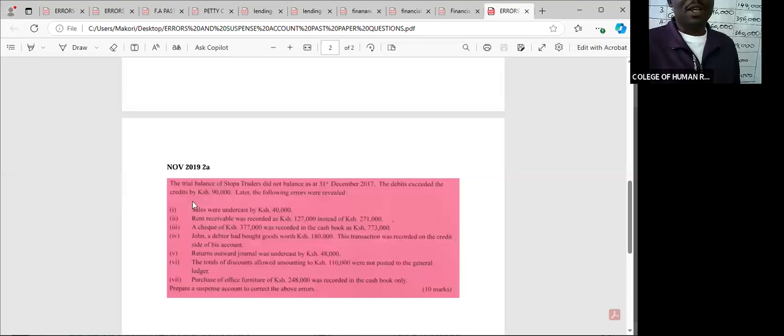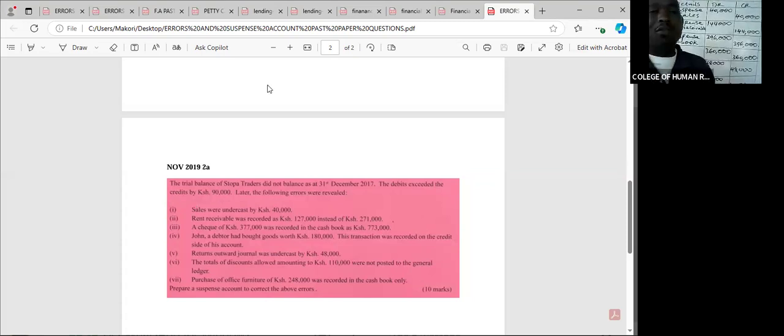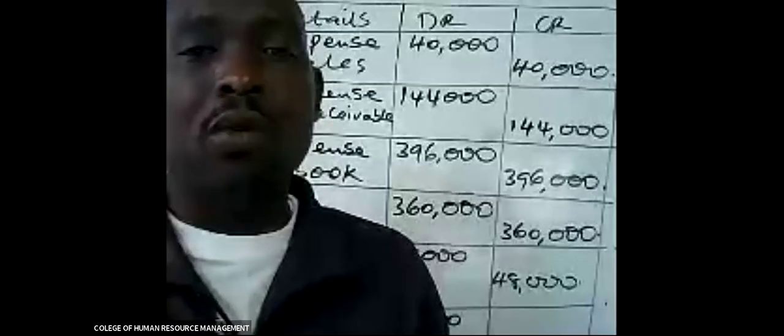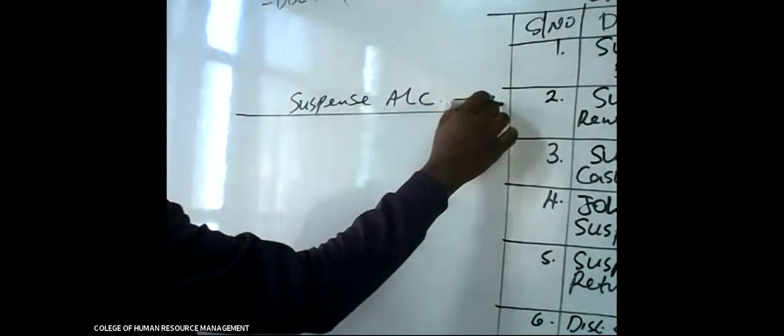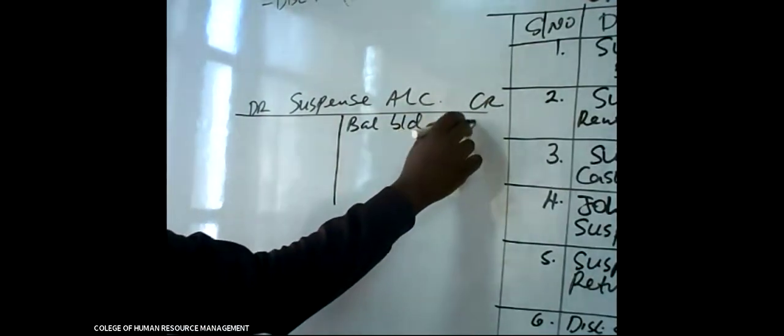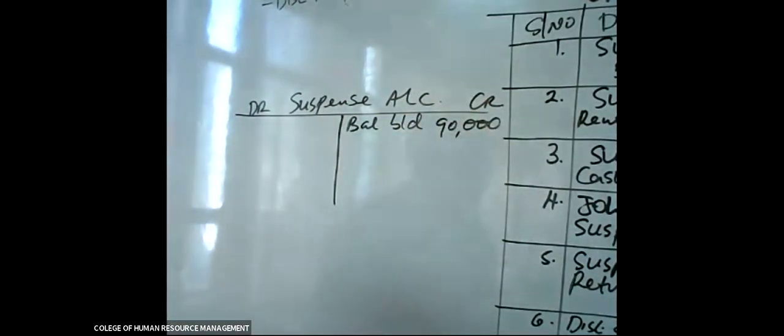So if the debits exceeded the credits, then the credit side is having less, 90,000. So that is where the balance should go. So when you do your suspense account, you will come and start with that. This is the suspense account. The debits exceeded the credits, so the credits were having less. That is where the balance brought down of 90,000 should be, where it was less.